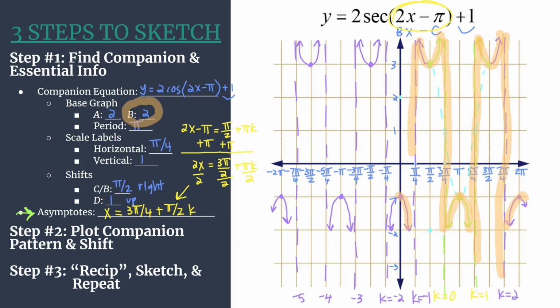Hopefully this helped you understand the 3 steps to sketch method for graphing shifted secant graphs.